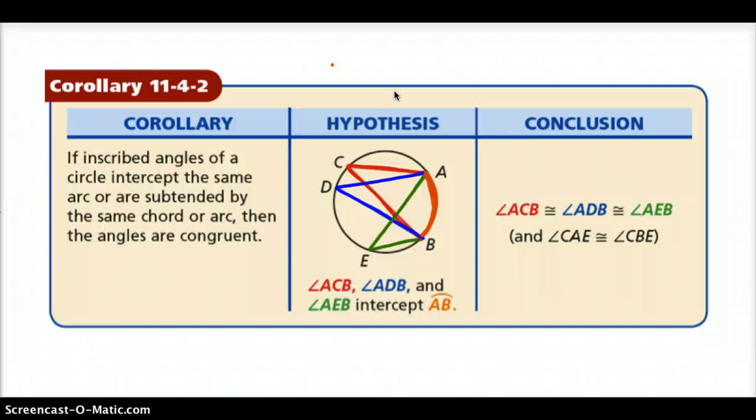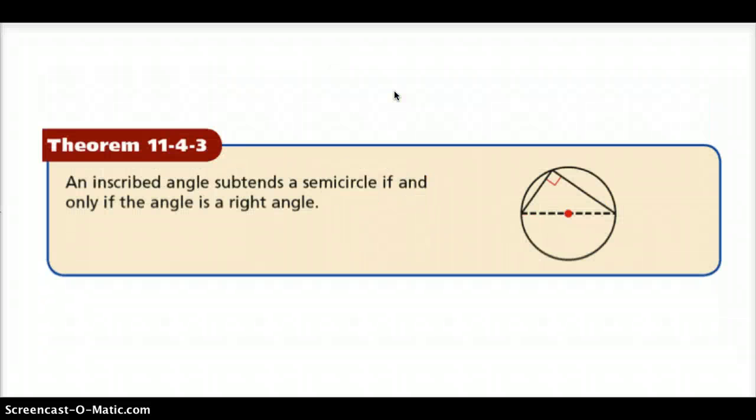And then one more that follows here is that an inscribed angle subtends a semicircle if and only if the angle is a right angle. An easy way to remember this is the exact same stuff that we've been doing. This diameter here is a semicircle, meaning this arc is going to be 180 degrees.